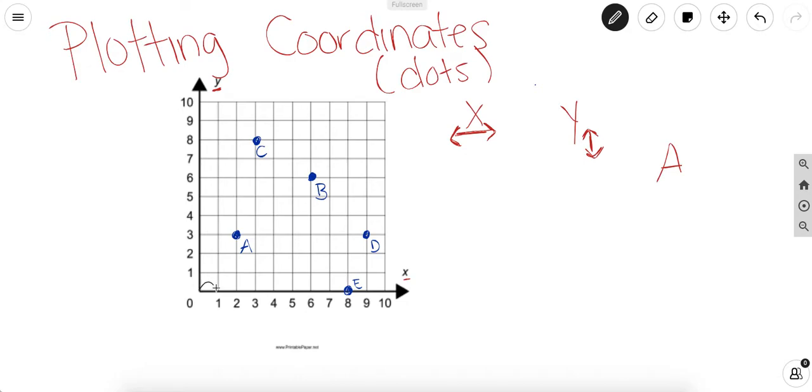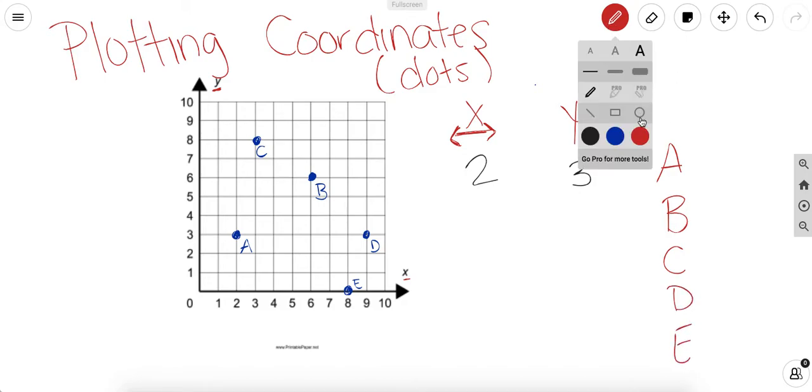Okay. So for A, how many times did we have to go left or right? We had to go 1, 2 right, so we're going to go 2. And then y, how many times did we have to go up? 1, 2, 3. We had to go 3 times to get up. So our answer is 2 and 3. So I'm just going to erase this. And then we're going to do B. Okay, and we're going to do all the letters. B, C, D, and E.